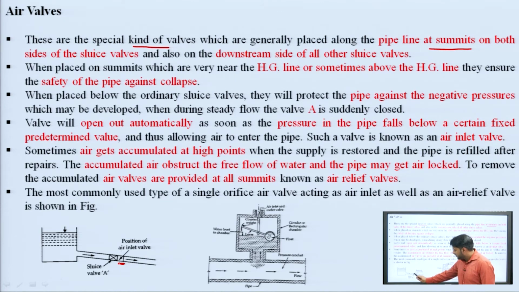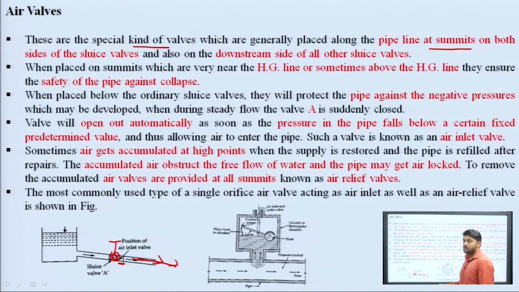For example, if there is a gate valve and we close it, what will happen? After closing the valve, the water next to the valve will stop moving because of the creation of vacuum. If there is an air inlet valve and we open it, what will happen? The water behind the valve, behind the sluice valve, can easily move. Means in order to remove the vacuum created inside the pipe, we need an air inlet valve.